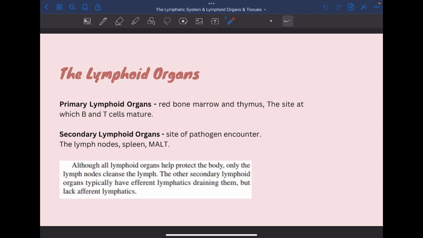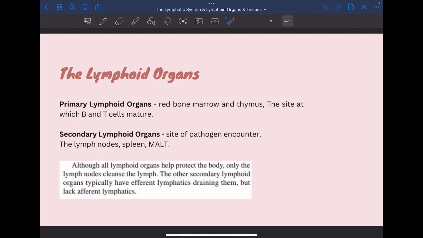Now, for the most part, all of these organs are important to help protect the body against diseases. The dendritic cells or the macrophages, the APCs, can pick up any pathogen or any antigen and then go and present it, be it in the lymph node, the spleen, or the MALT, and then allow these cells to get activated and so encounter a pathogen. But the only one that will actually allow for cleansing of the lymph and the fluid is the lymph node.